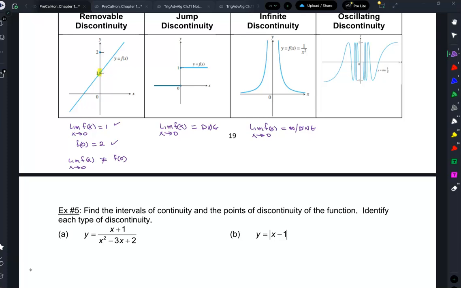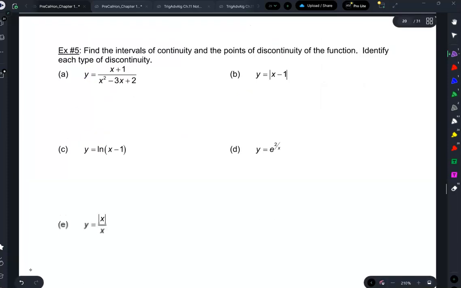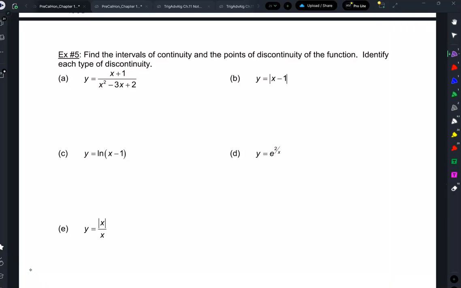So it's not continuous. So in this case, because it's going to infinity, we have a vertical asymptote, just like we talked about on the first page. And then this is an oscillating discontinuity, which we already know about.